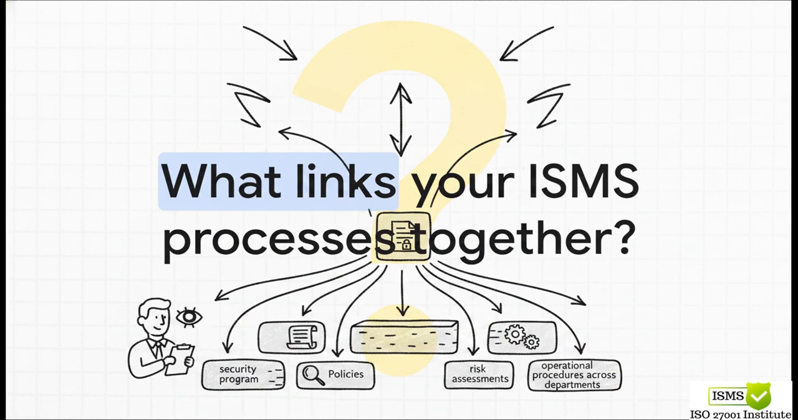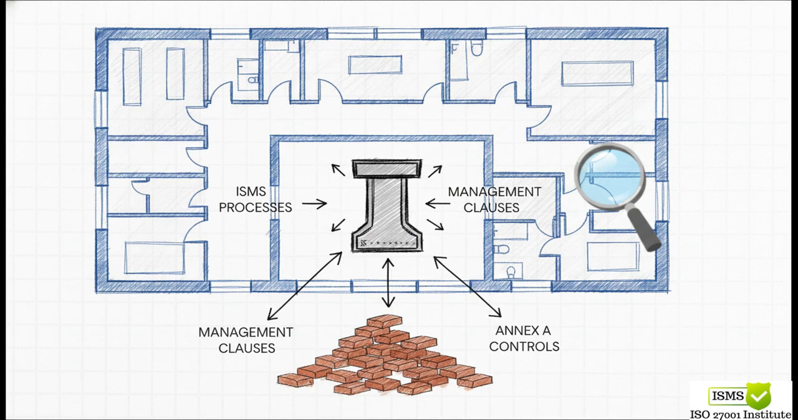Think about all those policies, the risk assessments, the daily operational procedures happening across different departments. Now ask yourself, what is the central structural pillar that actually links all of those moving parts together? Like, what is the one single document an auditor can ask for to instantly understand the whole shape, scope, and structure of your security environment? Because it's definitely not just a loose collection of random files scattered across a SharePoint drive. You need a keystone to lock it all in place. And that keystone? It's the ISMS Manual.